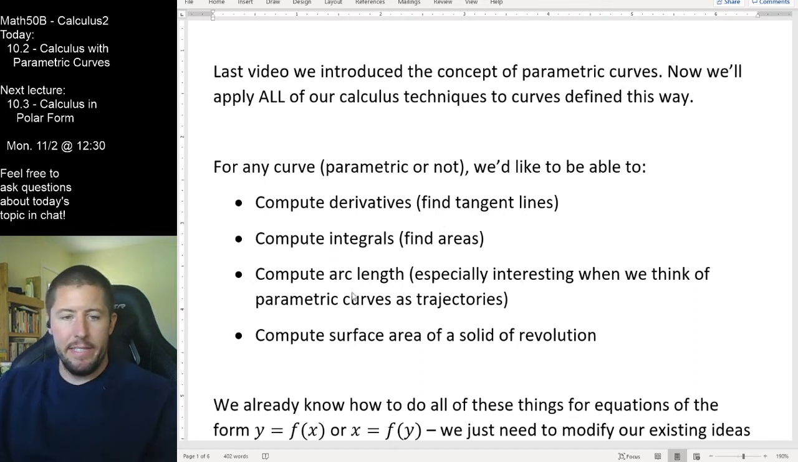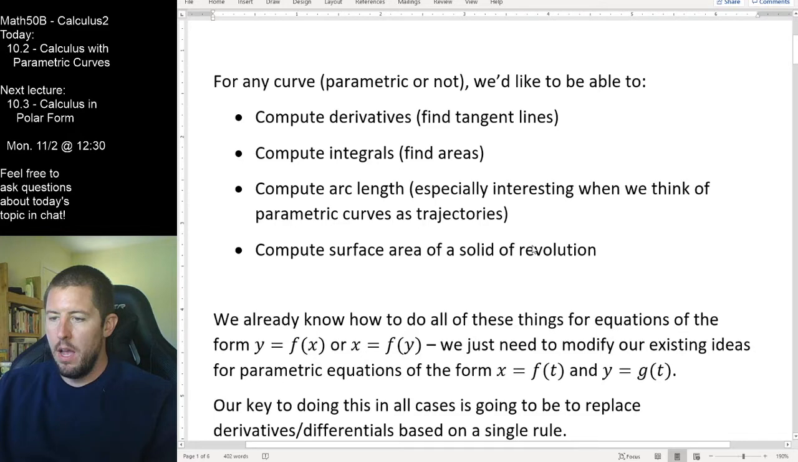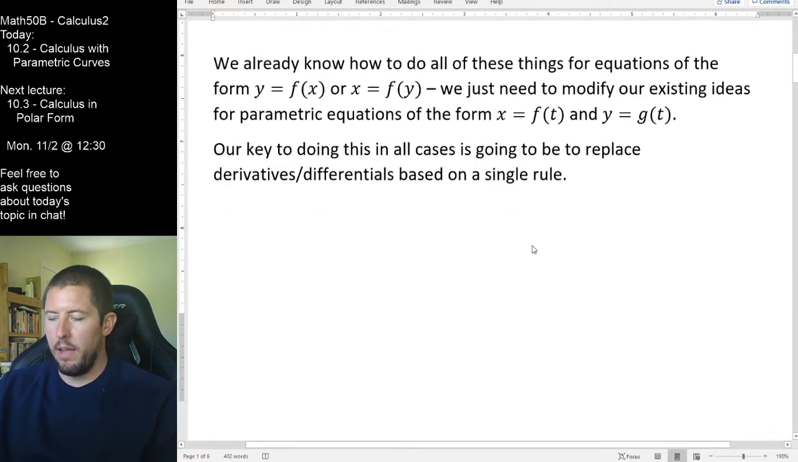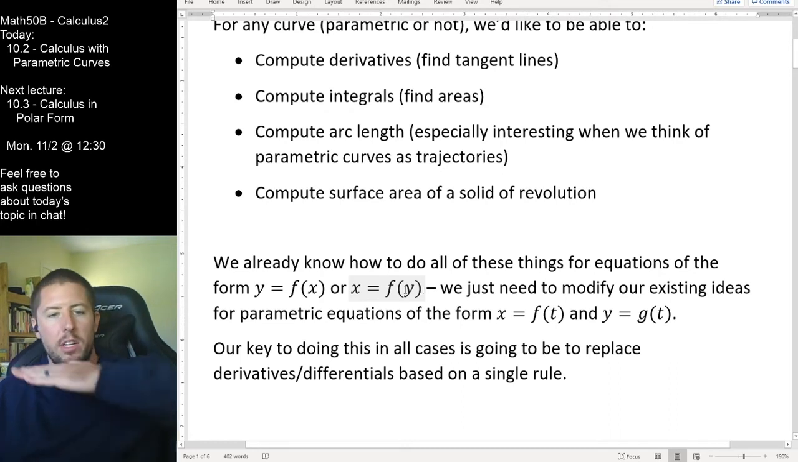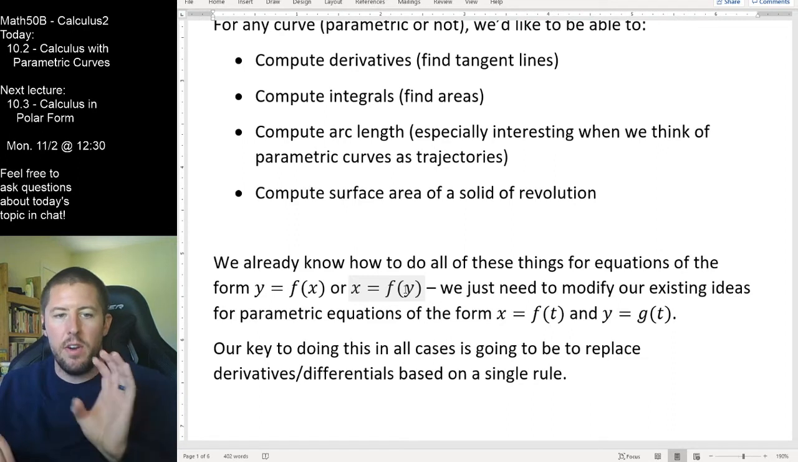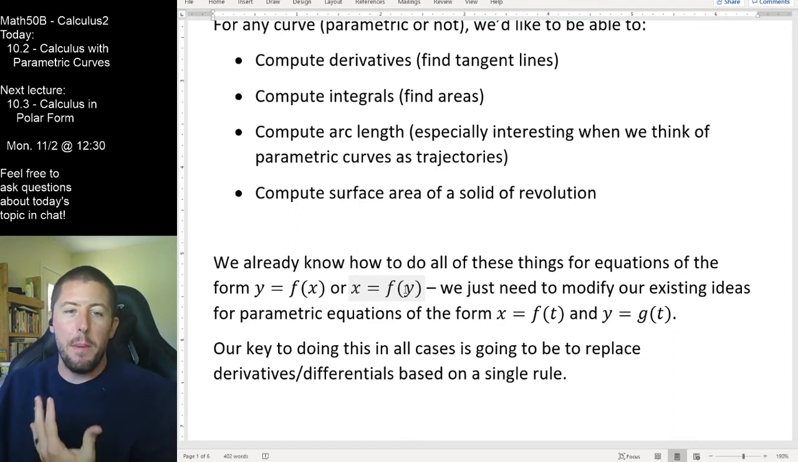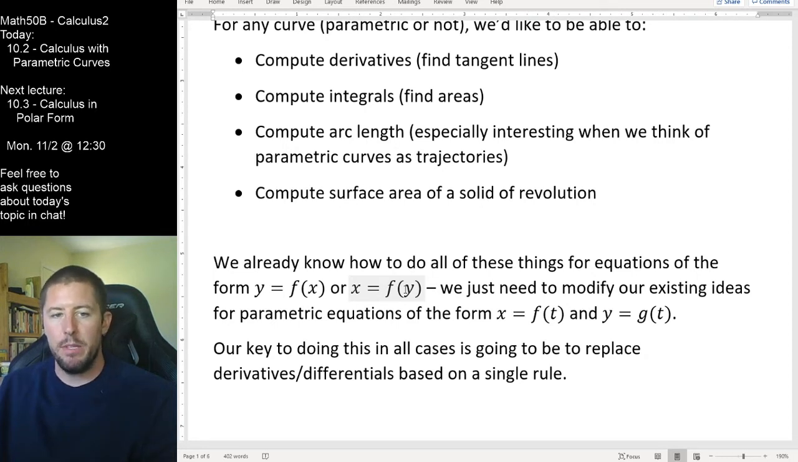So again, this is like everything we've done in calculus, and we just want to say this should be able to apply to parametric curves, not just y equals f of x curves. We already know how to do all these things for equations of the form y equals f of x, or x equals f of y. We've done a lot of things saying we can rotate our solids of revolution around the x-axis or the y-axis. So sometimes we solve these for different variables, but the important thing that we've always been able to do is to form a direct, explicit relationship between x and y, a single equation with just x and y, where we can solve for either x or y.